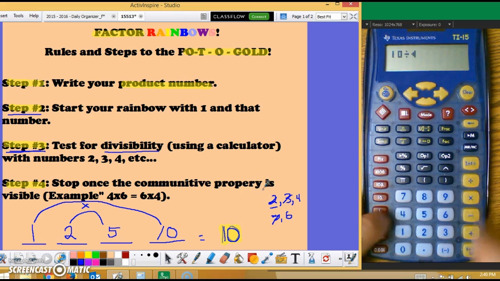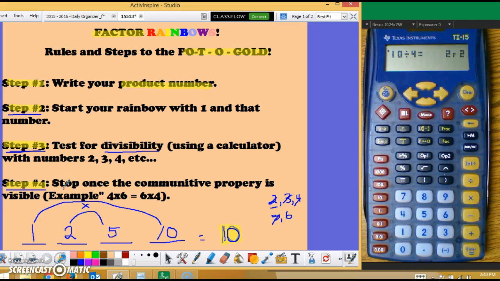Take 10, divide it by 4, and I get a fraction again, a decimal, 2 5/10. If I put in my integer divide and I divide by 4, I recognize that my answer is not an exact whole number, which means that 4 is also not a factor of 10. Now I know I can stop, and that's because I'm at step 4.